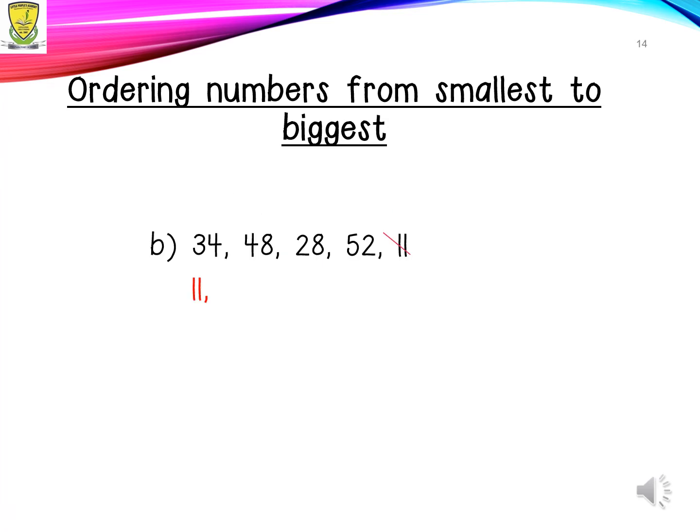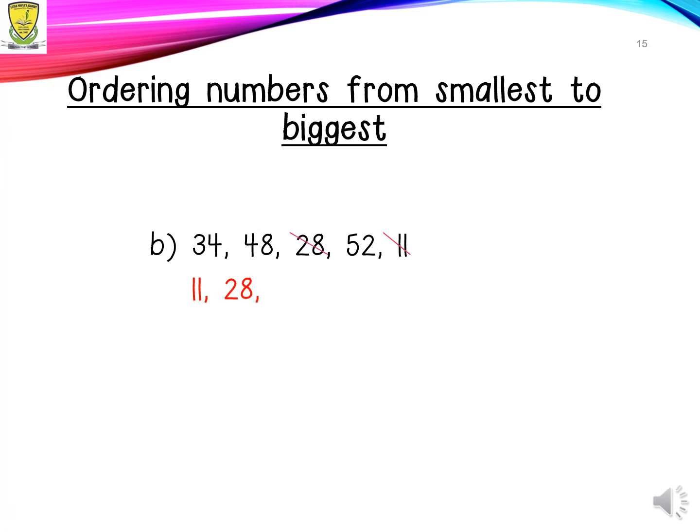So now, children, we are going to be doing another example. This was for B. Let us read the set of numbers. 34, 48, 28, 52, and 11. Remember, we are still ordering numbers from smallest to biggest. So, my smallest number here is 11. As you can see, I have scratched out 11 and I wrote it at the bottom.